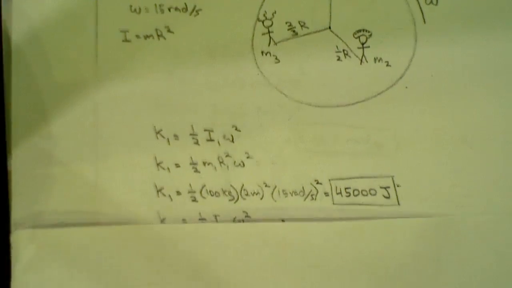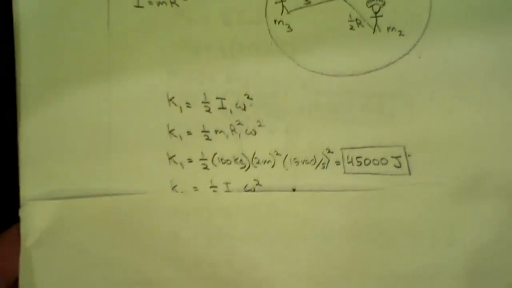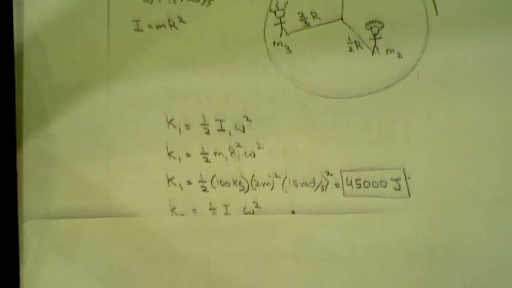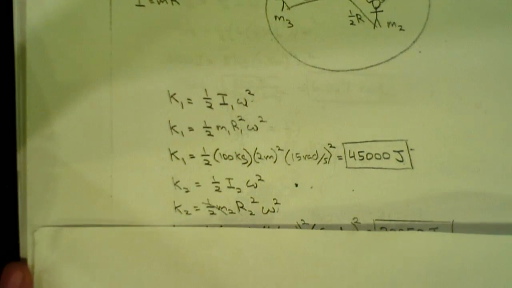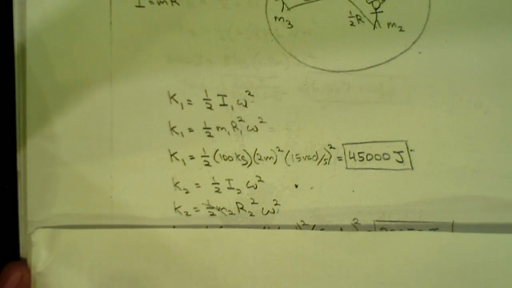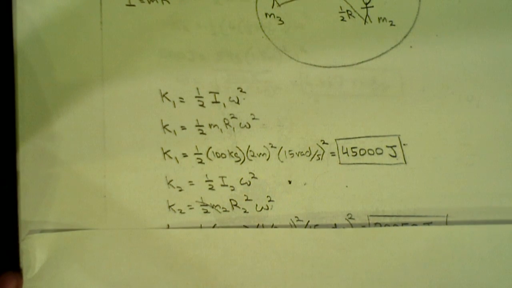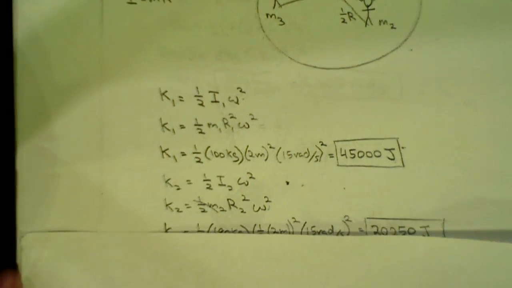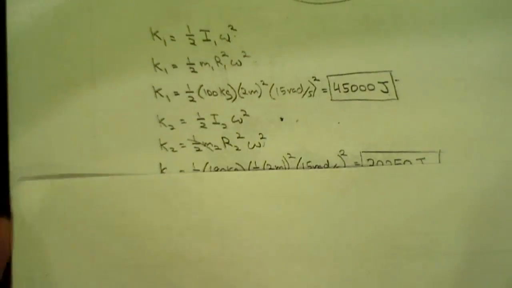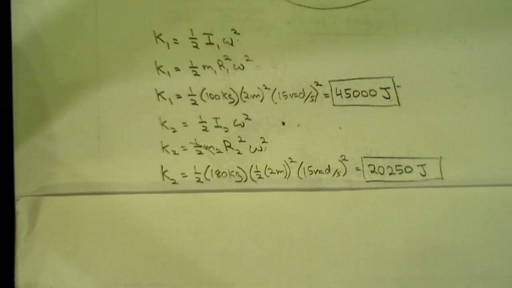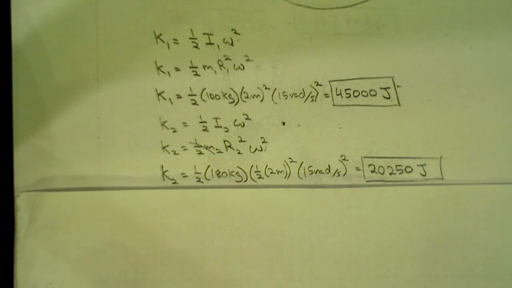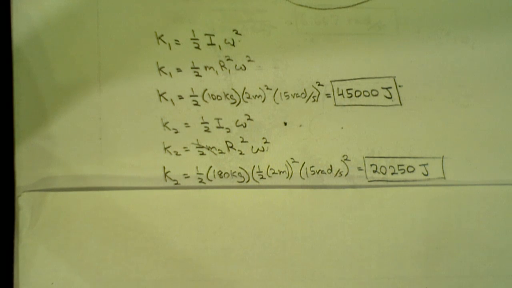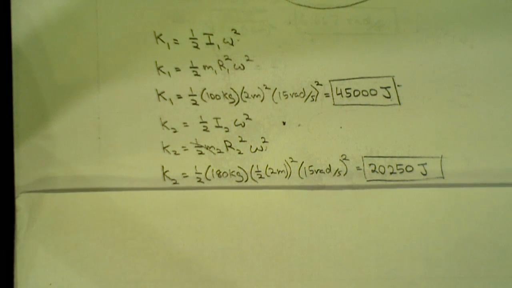Okay, so then we move on to the second child, and we do the same thing, only now we're going to have different values for m and different values for r. Omega is going to be the same. So we have 1/2 I2 omega squared. I2 gets substituted with m2 R2 squared. All right. Now m2 is 180 kilograms, and he's standing at half of the radius. So we're going to take half of 2 meters and then square it. And then omega is still the 15 radians per second. We also square that. And then we end up with 20,250 joules. All right.